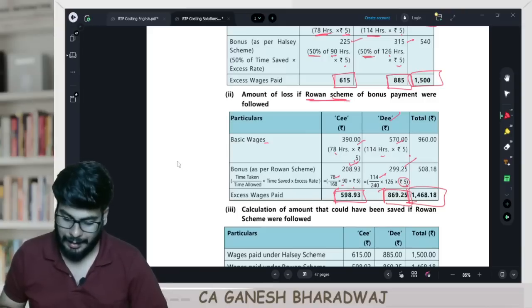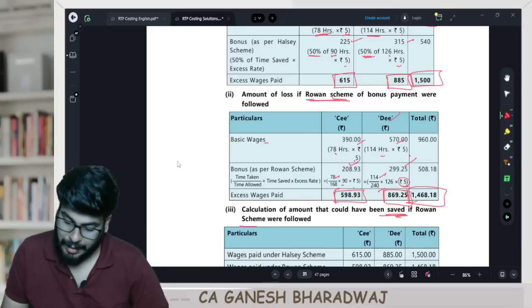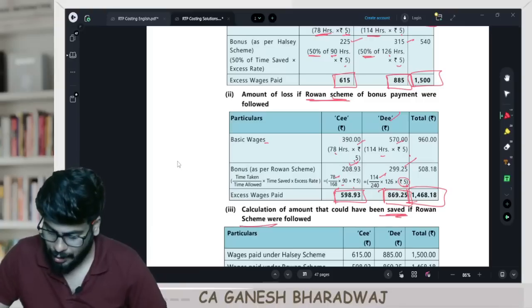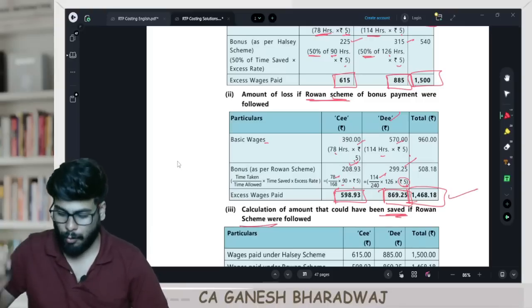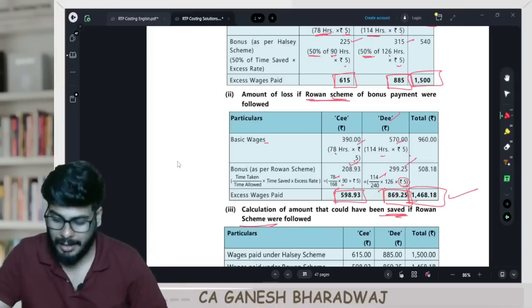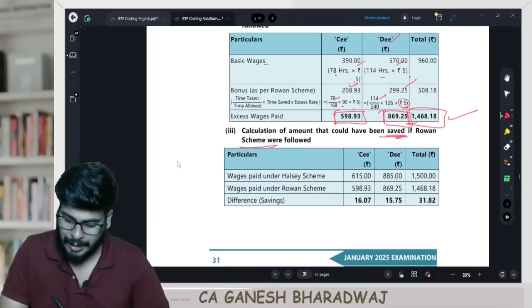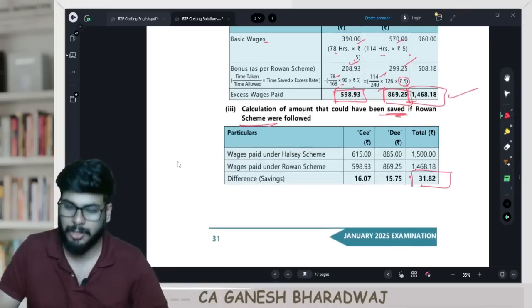Next, what are they asking? Calculation of the amount that could have been saved if Rowan scheme was followed. Under Rowan, the incorrect amount they are paying more is only 1468.18. Whereas if they were to follow Halsey, they are going to pay up how much? 1,500 rupees more. That's going to be the difference of 31.82.